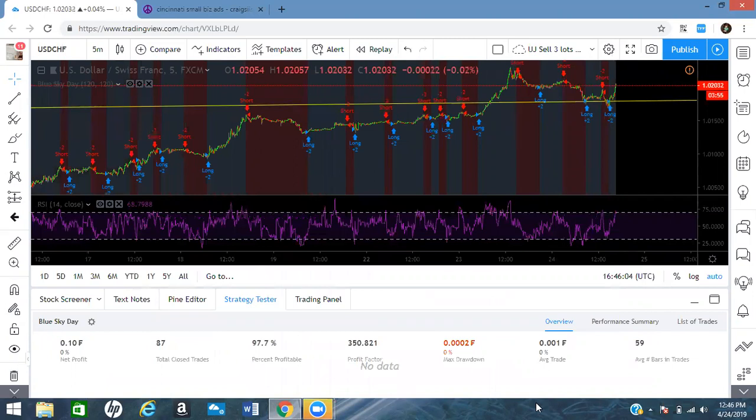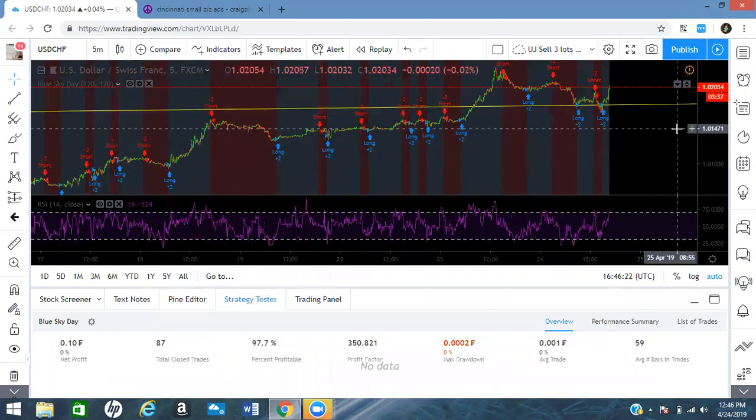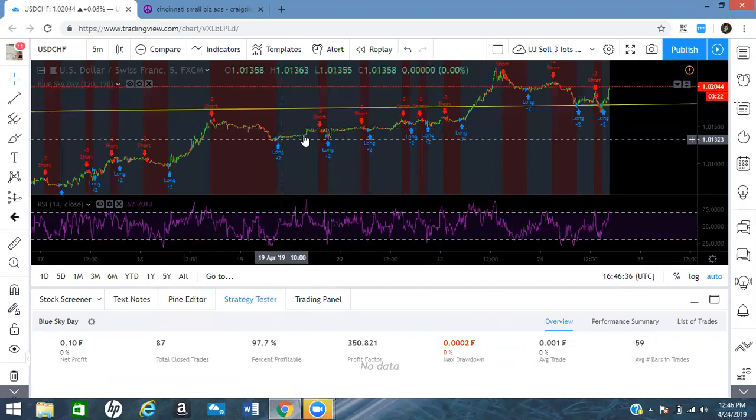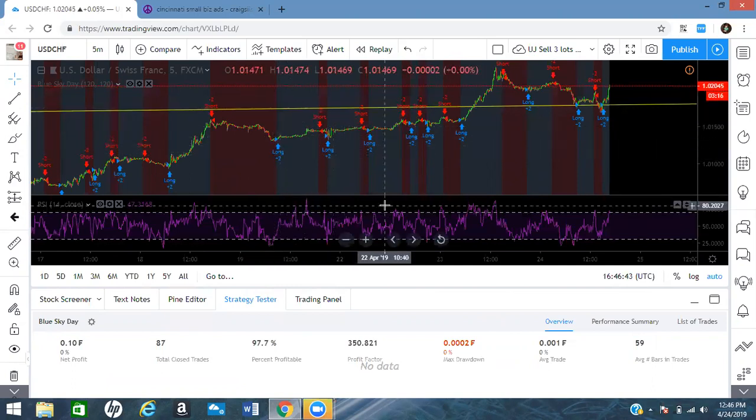Now, you can see here on the 5-minute chart, if you go down here to the bottom, it's been 97.7% profitable over 87 closed trades. It's extremely profitable. Now, if you just take a quick glimpse at this indicator, it's very simple. There's a red shaded area and a blue shaded area. The red shaded area indicates a drop, or a short sell position. The blue area, the blue sky day, indicates a long, an uptrend, or a buy position. So again, red indicates a short, blue indicates a buy or a long.